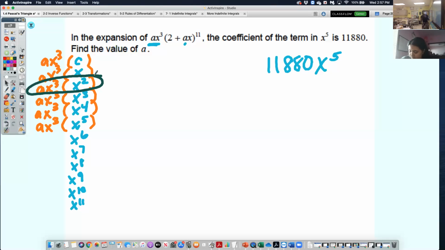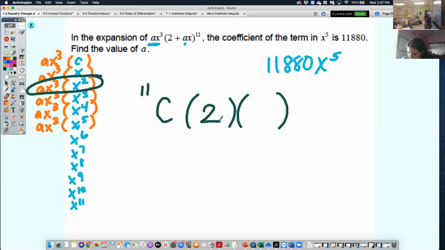So let me set it up. I have my combination. I have my 2 sets of parentheses. What's the value of n? 11. My first parenthesis is going to be a 2. My second parenthesis is going to be the ax.